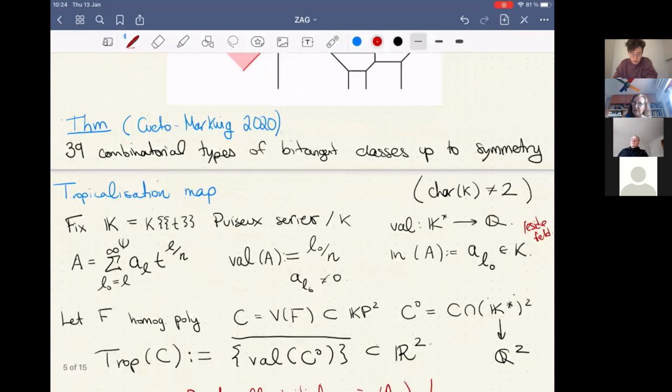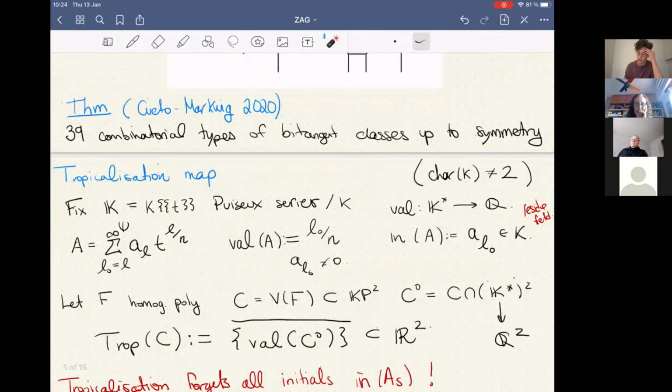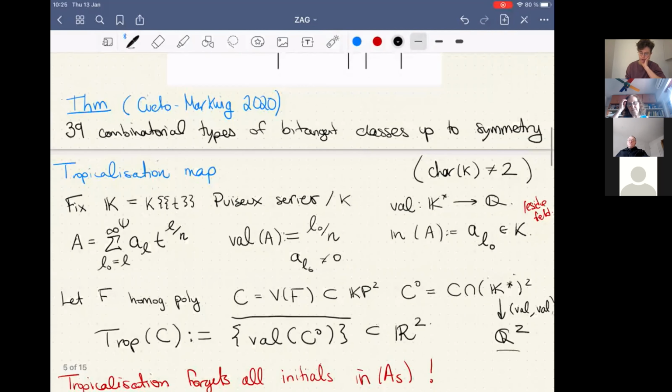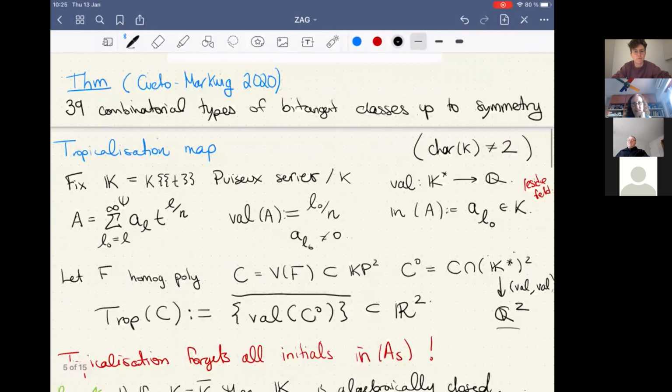So then when we have a homogeneous polynomial, like say our polynomial q that I started with, with coefficients in this field of Puiseux series, the tropicalization, for the purposes of my talk, this is a rather simplified version, will just be, first take the points in C with non-zero coordinates. And I'll look at the coordinate-wise valuation of the points in C. And this will give me something that, technically speaking, lives in the rationals squared. We can take its topological closure and have something in the Euclidean plane.